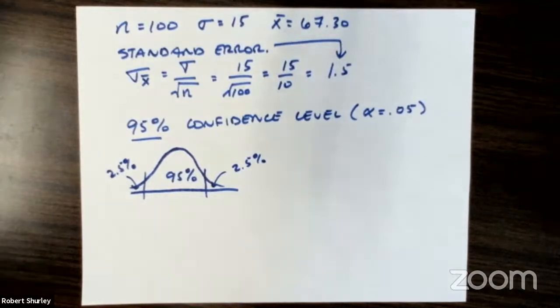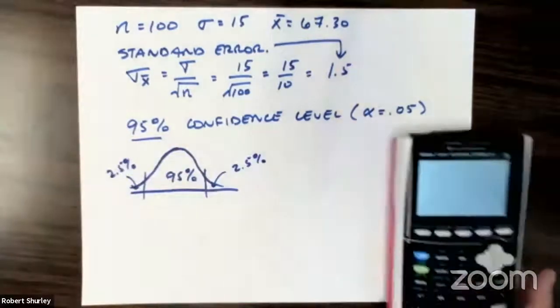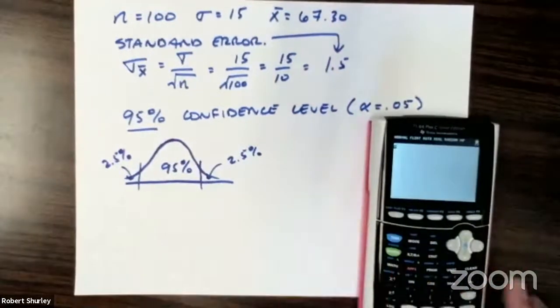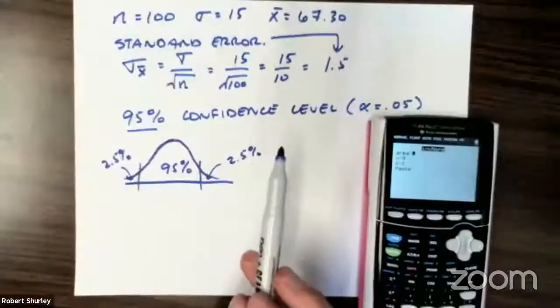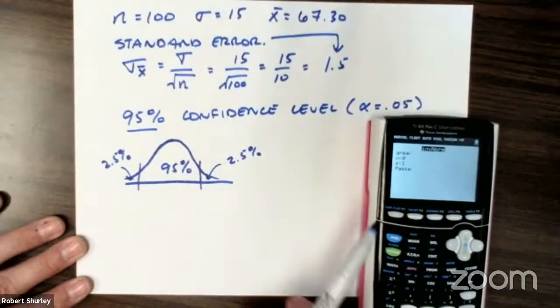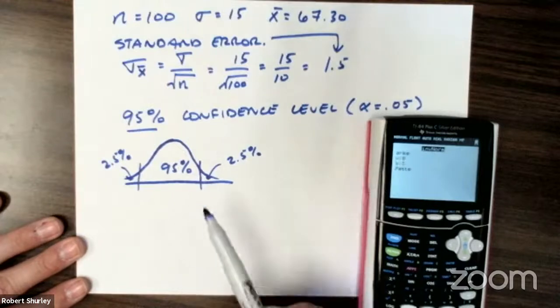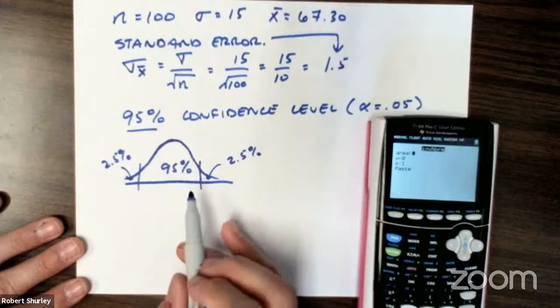I don't think your book does this even. I'm going to do it just to show you. We go over here and we click, I think it was vars. Yeah, second vars, and then inverse norm. Now look, we want the z values. We want these two z values, but remember, for me it was the area to the left of that value. That means I've got to add up. If I want this one right here, I've got to add these two values together.